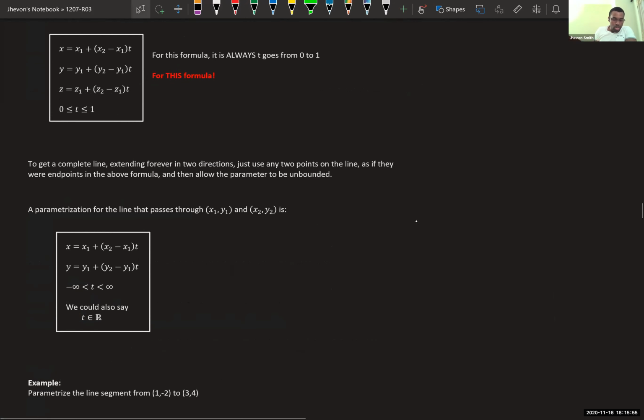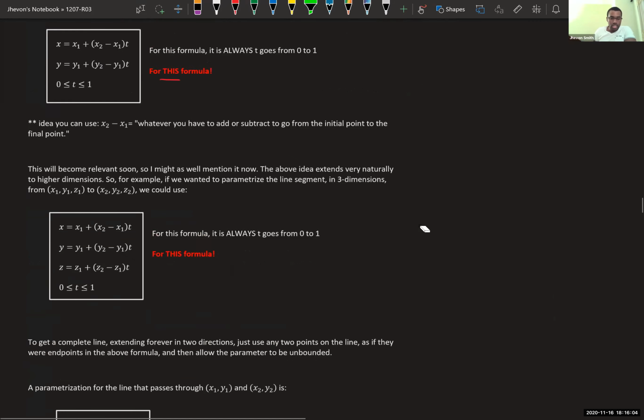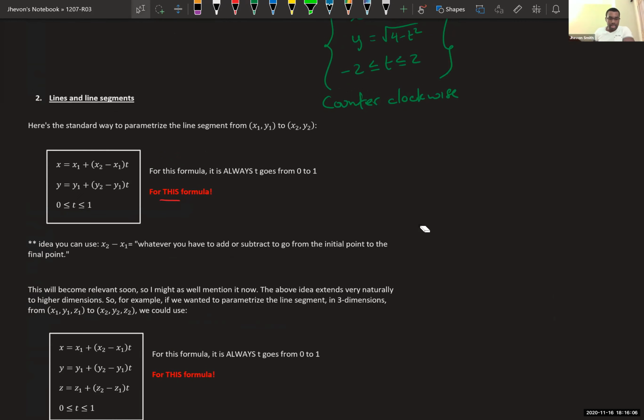Now, if you allow your t to go from minus infinity to infinity, that will trace out the entire line, not just a line segment. A line segment is just a finite part of a line, a part of a line that's of finite length, but you could go in both ways as well.